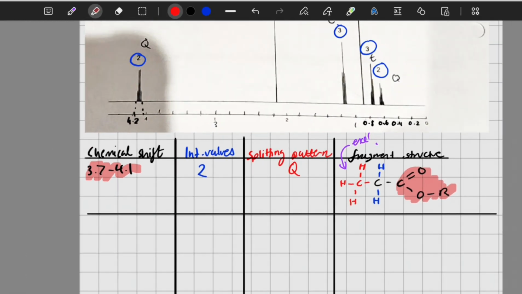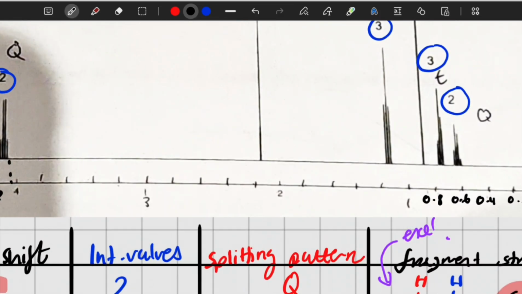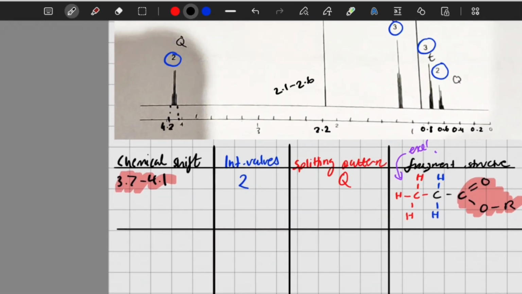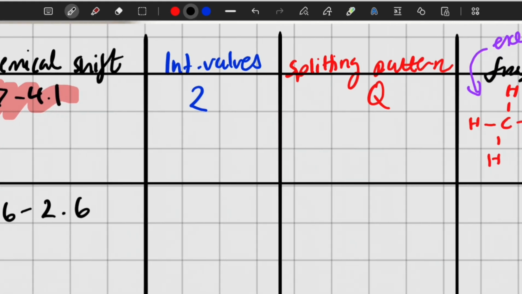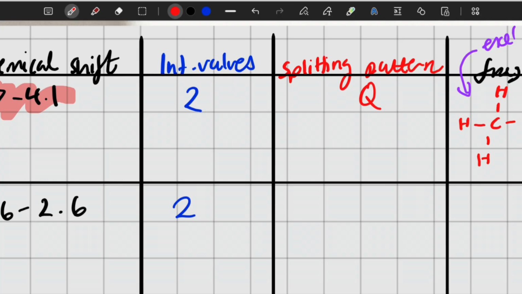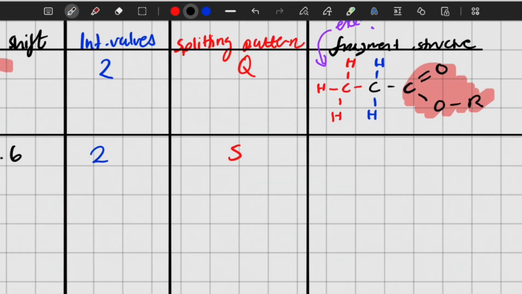Okay, so the next one is a singlet, and this is 2.2-ish. On the periodic table, it would be around the 2.1 to 2.6 range. I'm not going to show it again because it takes too long to load, so I'm very sorry, but you have your own periodic table, so go and Google. So 2.1 to 2.6, the integration value is, what is it? It is 2, and the splitting pattern is a singlet. Hooray.